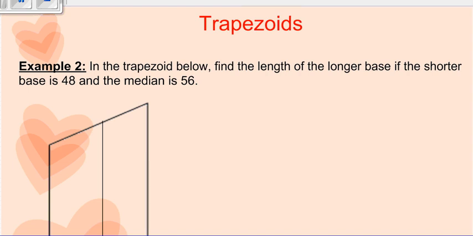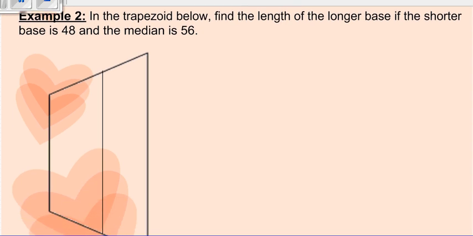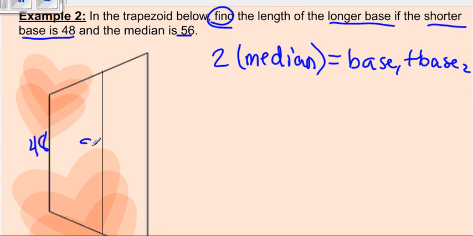Okay. In example number 2, we have a trapezoid where we're asked to find the length of the longer base. So this time we're asked to find the length of a base. So I'm going to use that 2 times my median equals base 1 plus base 2. Okay. When we know that the shorter one is 48 and the median is 56. So this is 48 and here's 56.